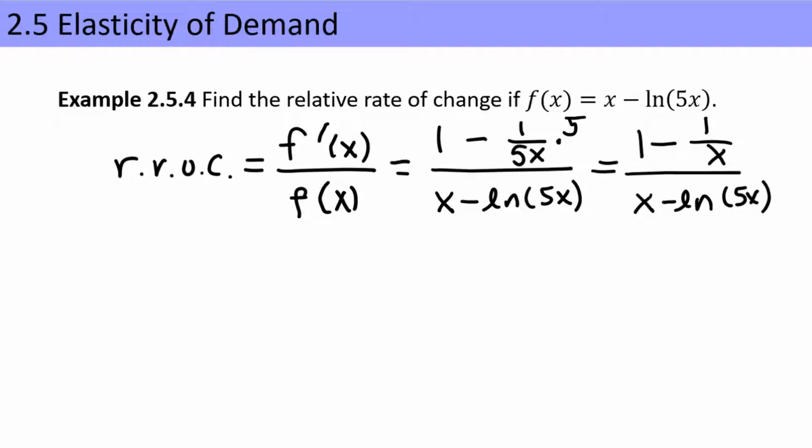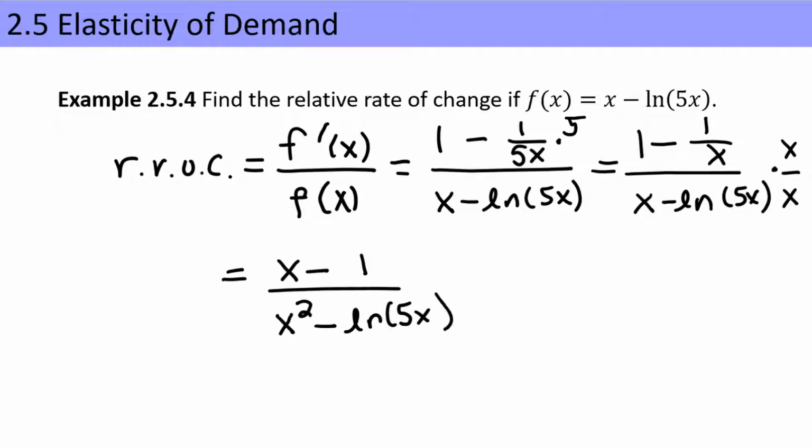We need to simplify this, so we'll multiply the big numerator with x and the big denominator with x. That's a factor of 1. And distributing, you would get x minus 1 over x times x is just 1, and in the denominator, distributing the x, you would get x squared minus the natural log of 5x.